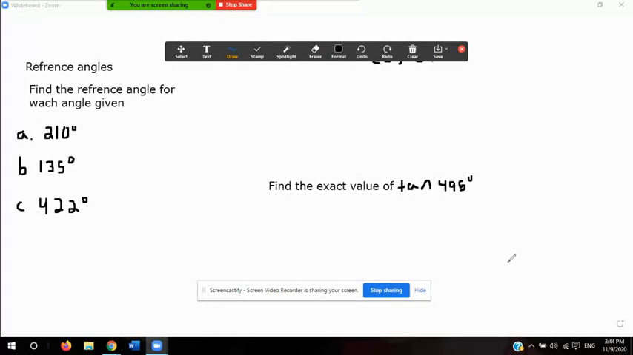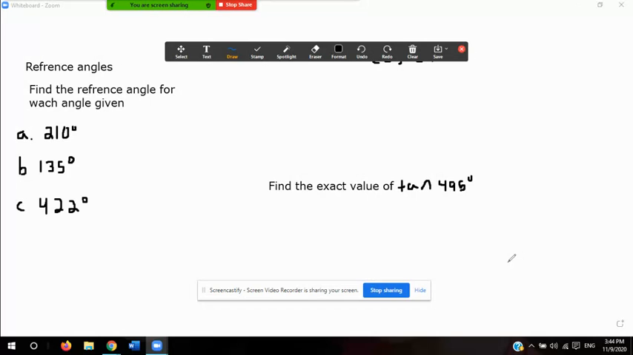Okay, so we're going to see first is finding reference angles, and the second thing is evaluating trigonometric functions for non-acute angles. More specifically, evaluating sine and cosine of special angles, or evaluating functions of special angles.